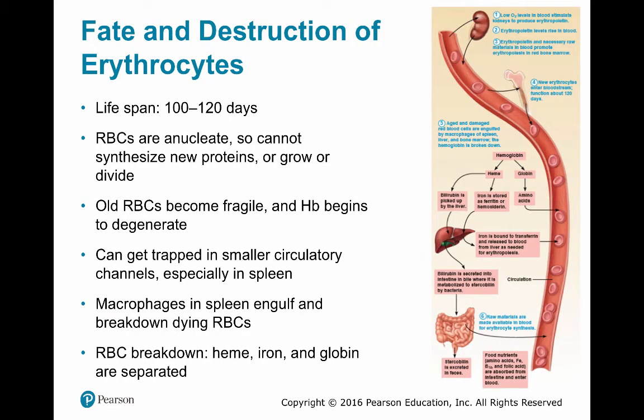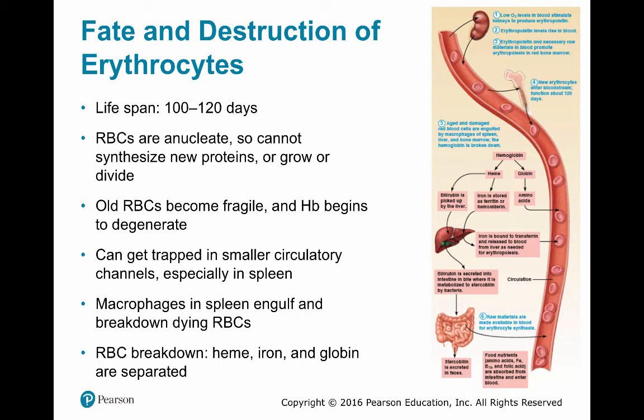And so the fate and destruction of erythrocytes, just to let you know, their lifespan is between 100 to 120 days. They are anucleated, as I've stated before, so they can't synthesize new proteins or grow or divide through mitosis. As these red blood cells become older, they become fragile, and essentially the hemoglobin begins to degenerate. So these guys can also get trapped in smaller circulatory channels. They get trapped in the spleen.